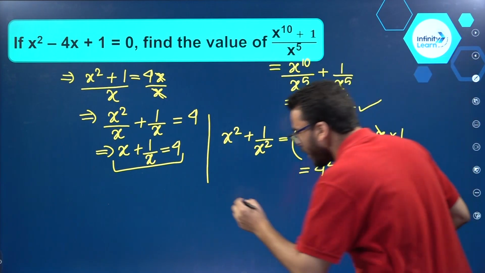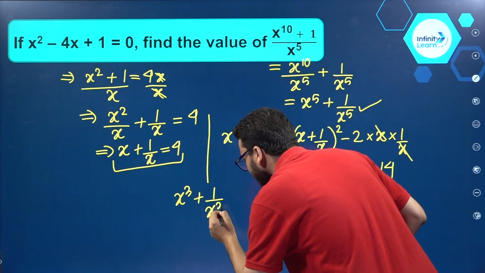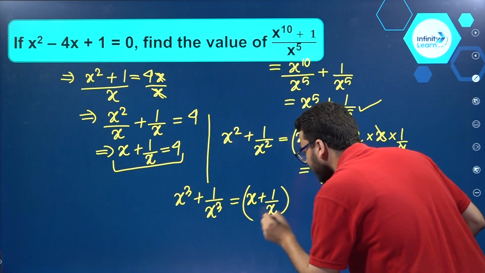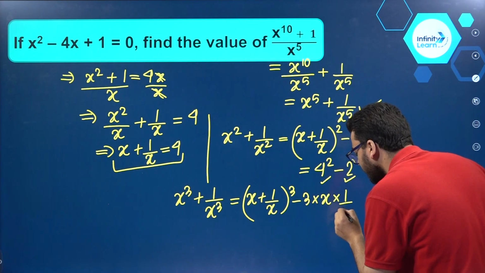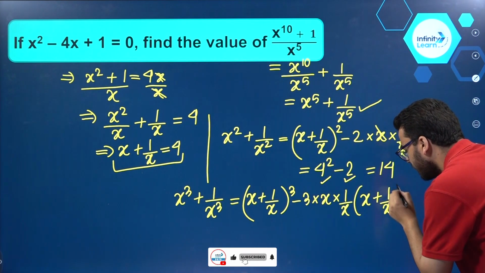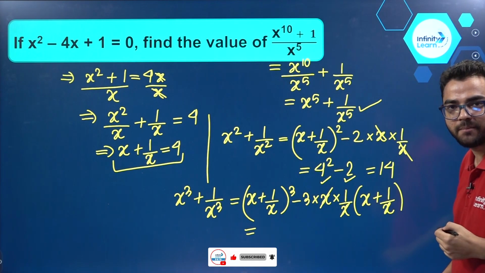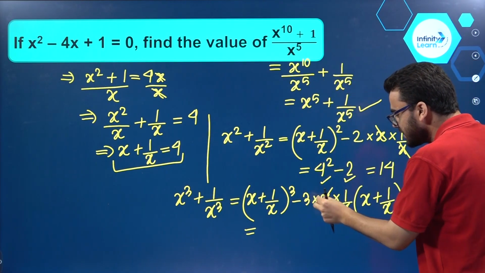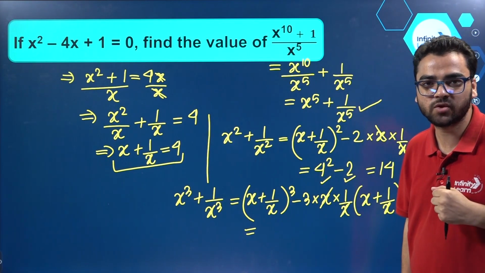Now one more thing is required. Can we find the value of x cube plus 1 by x cube? That will be equal to x plus 1 by x the whole cube minus 3 into x into 1 by x multiplied by x plus 1 by x. So you see this will be cancelled out. Why are we able to do it? Because you see a cube plus b cube is a plus b the whole cube minus 3ab into a plus b, a grade 9 identity if you are a CBSE student.